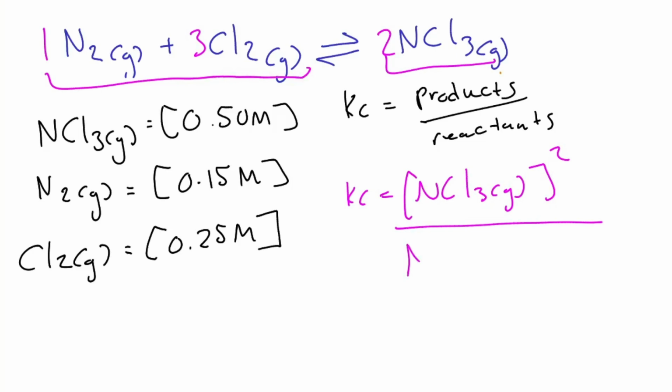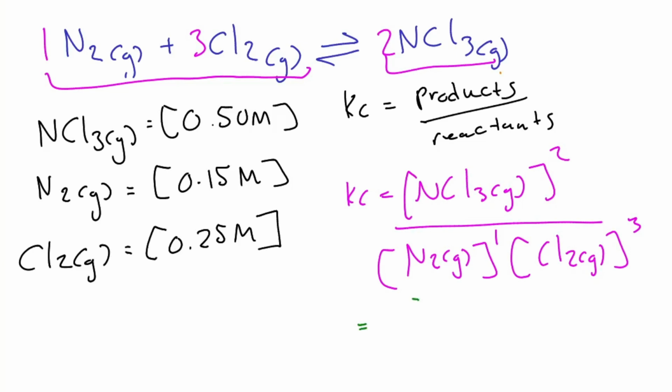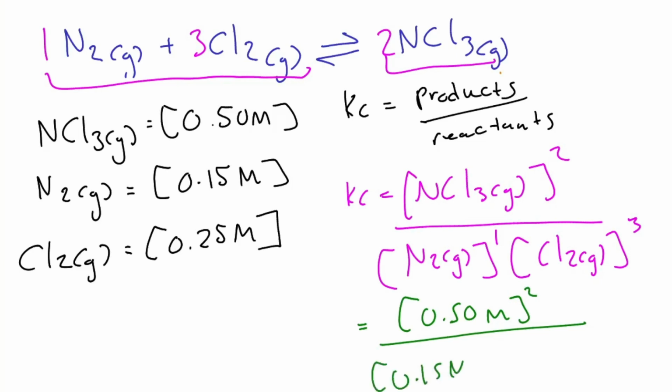So first thing, my N2. The order doesn't matter here, guys, this is just multiplication. It's to the power of 1, just 1. And then we would have Cl2 gas. But for this one, it's 3, so we would have to put it to the power of 3 here. All right. So let's get solving this. Let's look at our concentrations given over here. Our NCl3 gas is 0.50, so it would be 0.50 moles squared over your N2 gas, which is 0.15 moles to the power of 1, right? And then we would have Cl2 gas, which is 0.25 moles cubed.